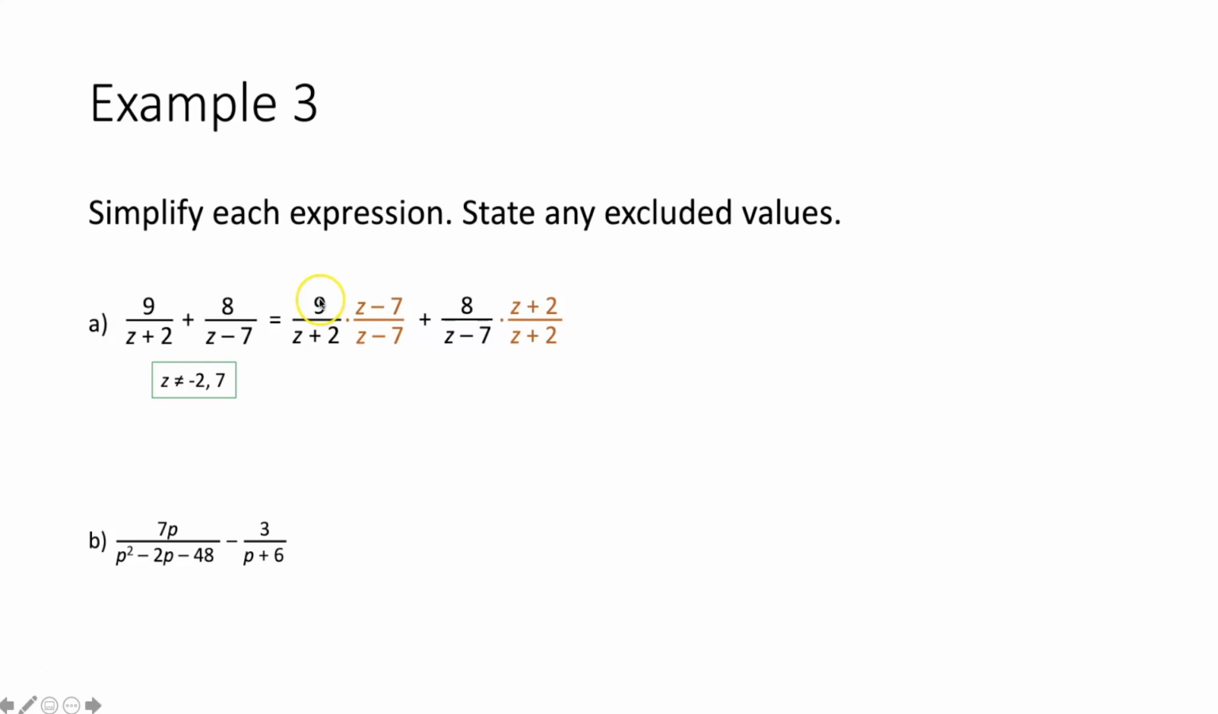So now, in my numerator over here, I'm going to distribute this 9 to the z and to the negative 7, and I end up getting 9z minus 63 in my numerator. In my denominator, I'm going to leave it factored out because at the end, I hope that something cancels out. Then I'm going to write the plus. After that, I distribute this 8 to the z and to the 2, and I end up getting 8z plus 16 all over z plus 2 times z minus 7.